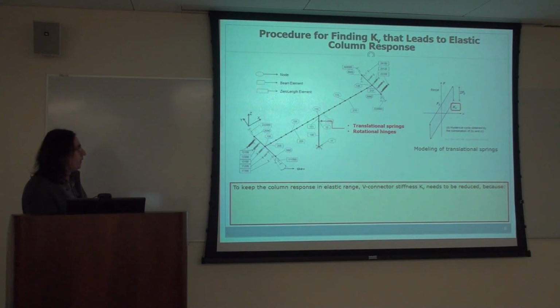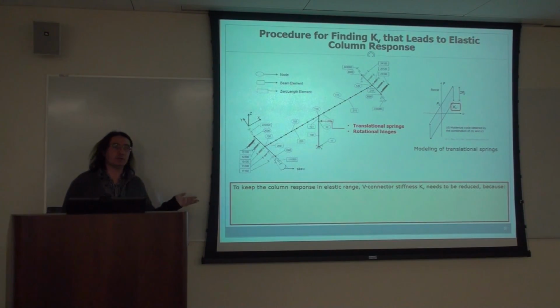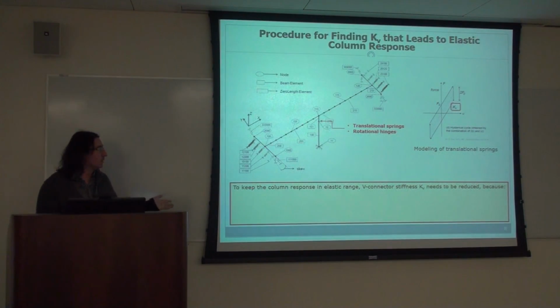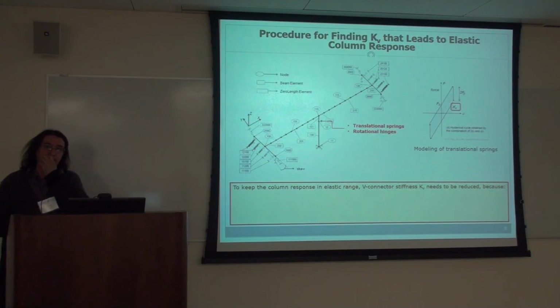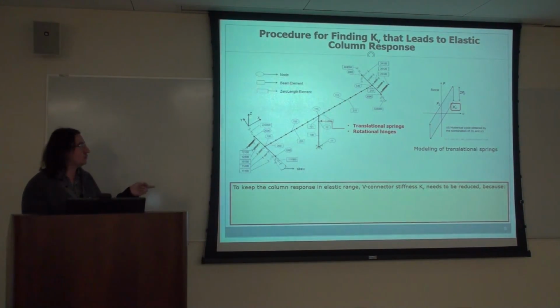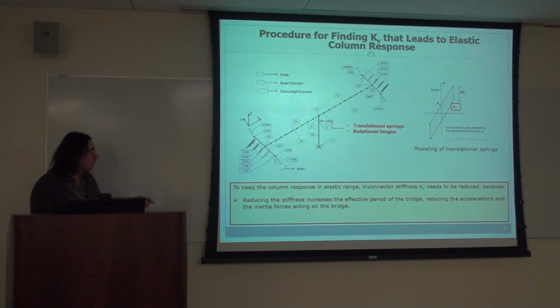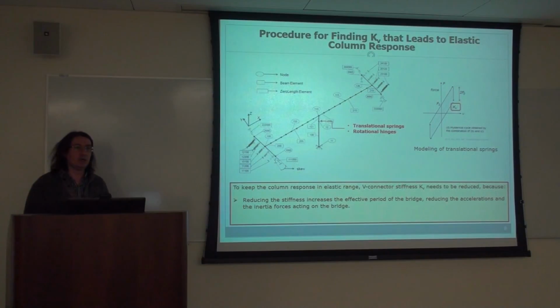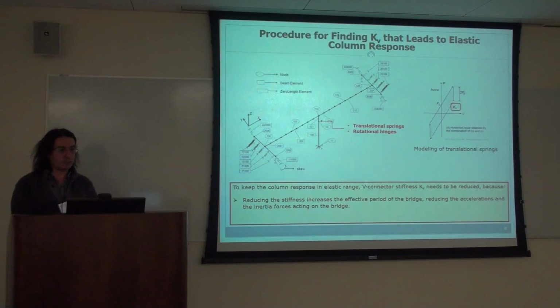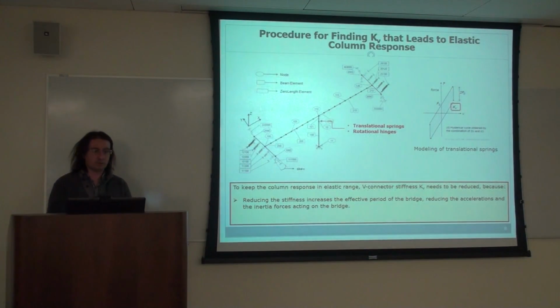Okay, and here, as I mentioned, we want to keep the column response elastic. To keep the column response elastic, the stiffness of this V connector needs to be reduced, because of two reasons. One is that reducing the stiffness increases the effective period of the bridge, and that reduces the accelerations and, accordingly, the inertia forces.